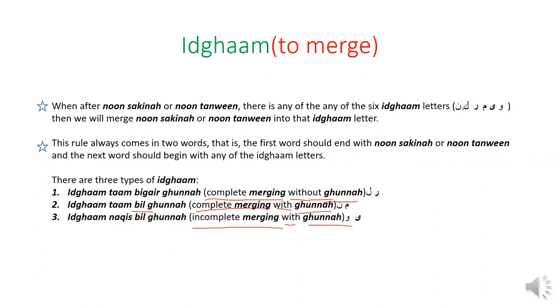So there are letters over here, the 6 letters of idgham, in which groups are made. Ra and lam are together. Over here, as you can see, there are the letters of idgham tam bighair gunna. And meme and noon, they both are the letters of idgham tam bil gunna. And wow and ya are the letters of idgham nakis bil gunna.